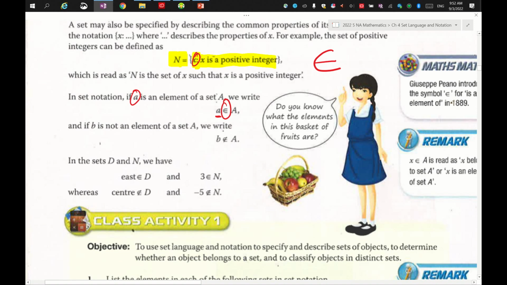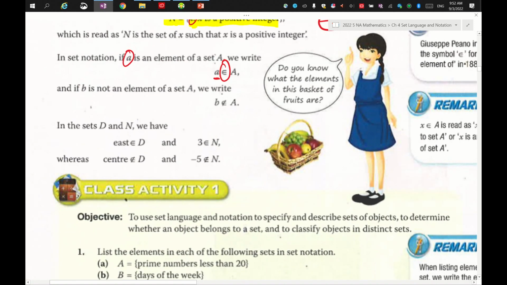What if it is not an element? For example, b is not an element of set A. Just like how we write not equal to, we do it the same way for not an element.